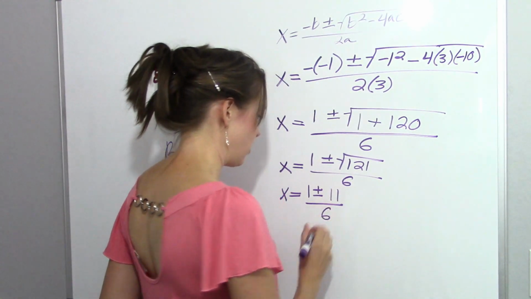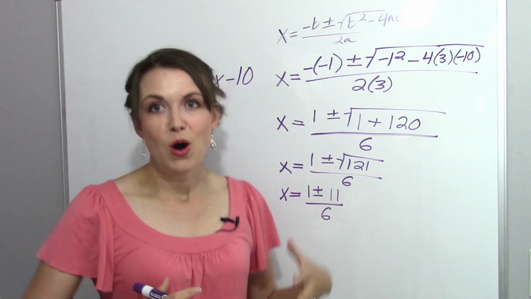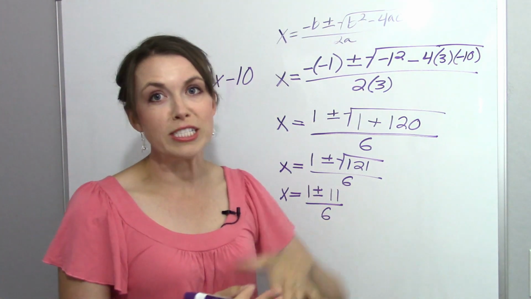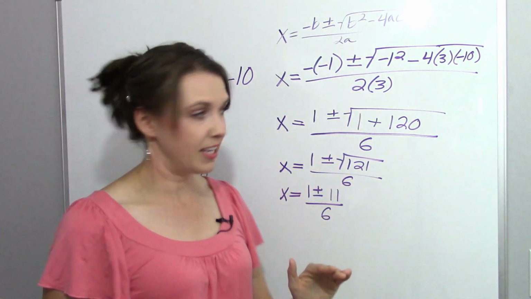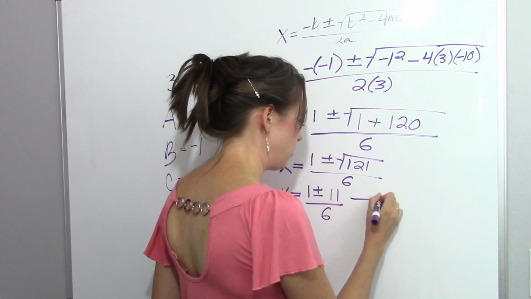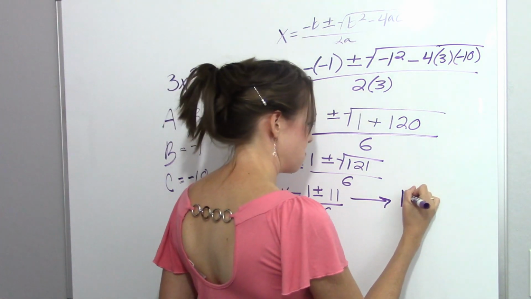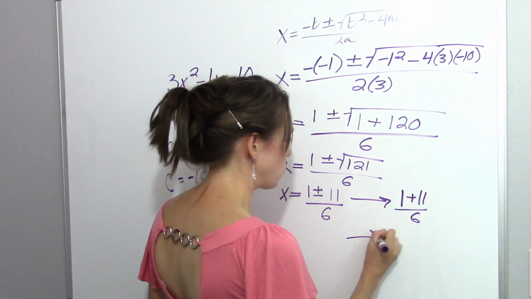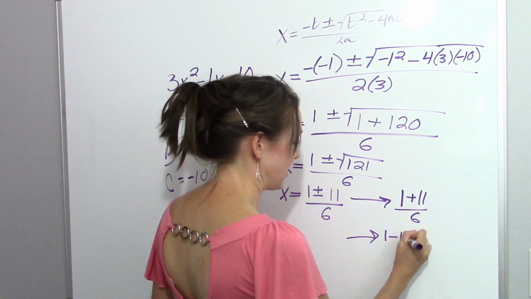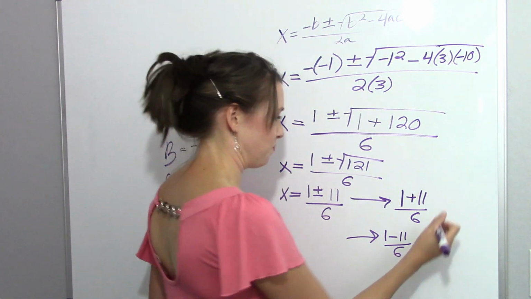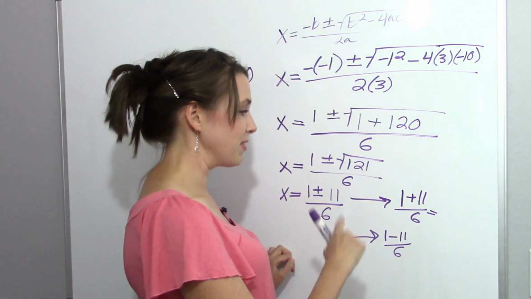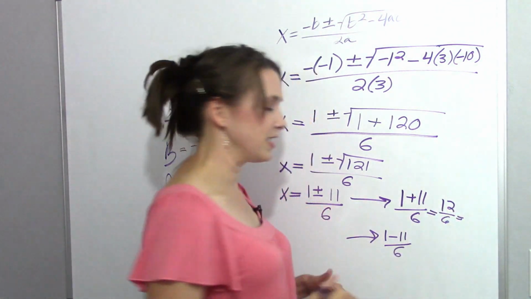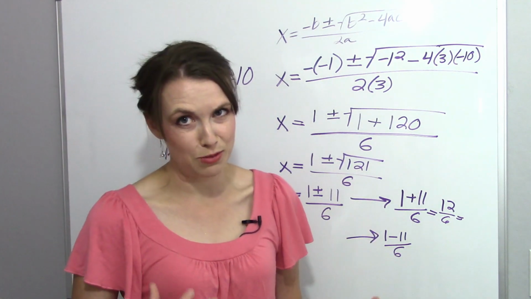Okay, so now is the time where we're going to take our little equation here and break it into two. We're going to have a positive and a negative. So we have 1 plus 11 over 6, and we also have 1 minus 11 over 6. So 1 plus 11 is 12 over 6, and 12 over 6 is just equal to 2.